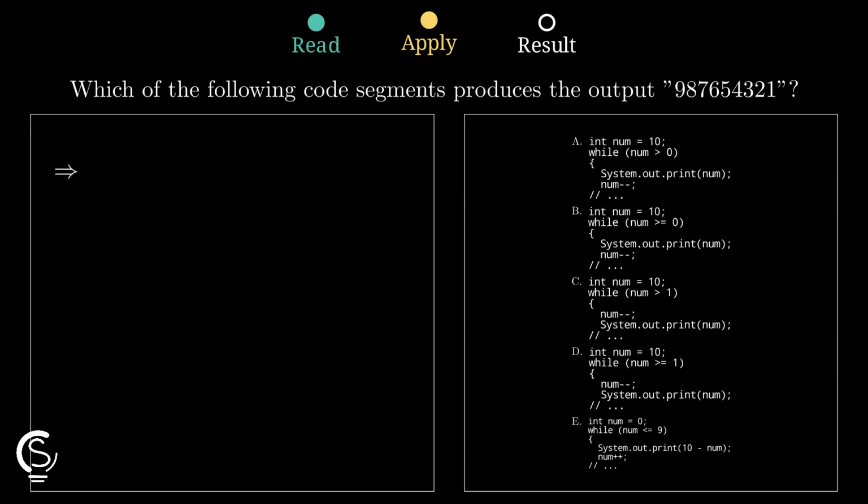The loop continues this pattern perfectly. It subtracts 1 before each print statement, so the sequence starts at 9 and goes down. This order is the key to getting the result.